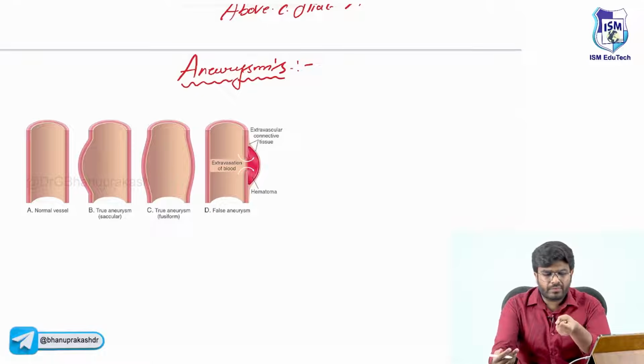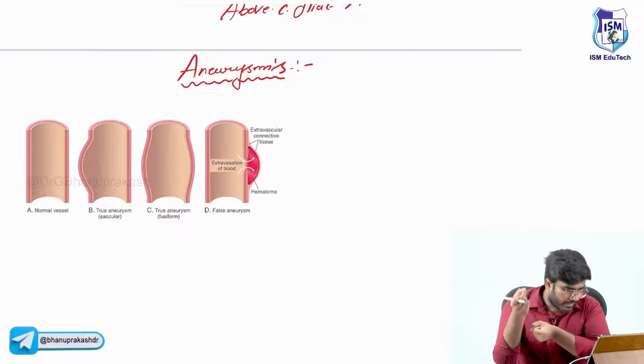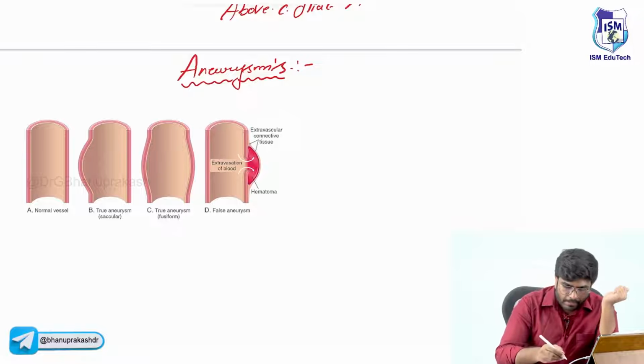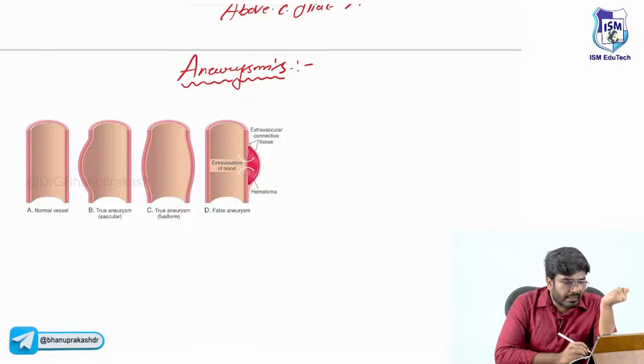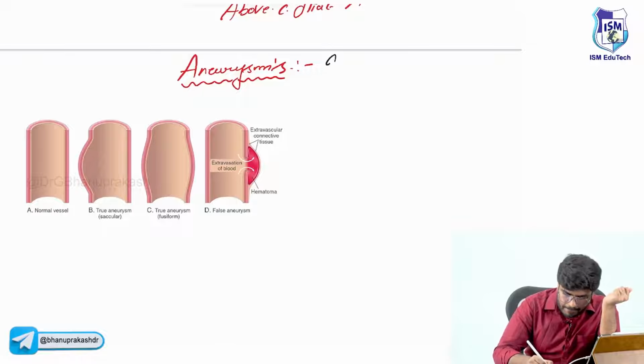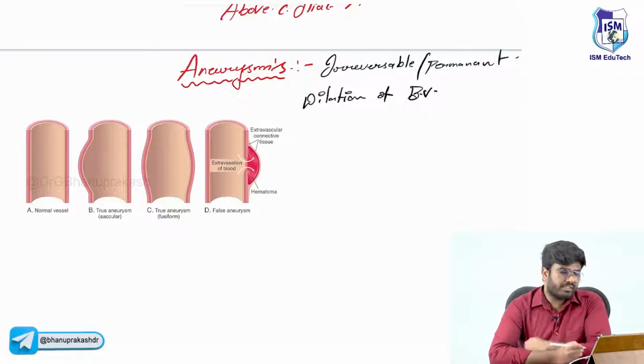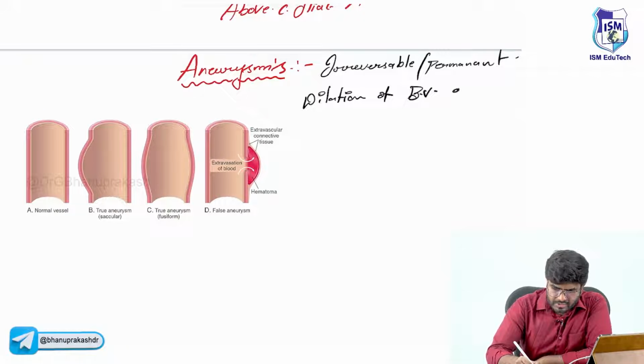Just not the dilation. See, even for example, if I take nitroglycerin, that will also cause dilation. So you should say one more thing: it is an irreversible dilation of the blood vessels. You should say there is irreversible or permanent dilation of the blood vessels, or even the heart.